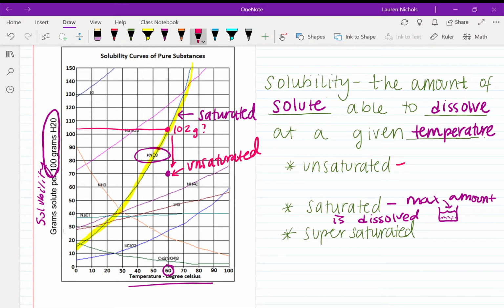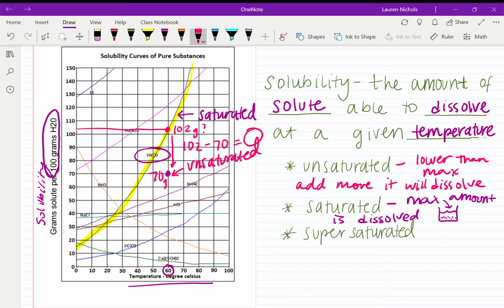An unsaturated solution is when lower than the maximum has been dissolved. This means if you add more, it will dissolve, because there's room for that. And you can use this graph to actually calculate how much you need. If we have 70 grams and there is 102 for saturation, you can say that 102 minus 70 will give you the amount that you are still able to dissolve in that solution.